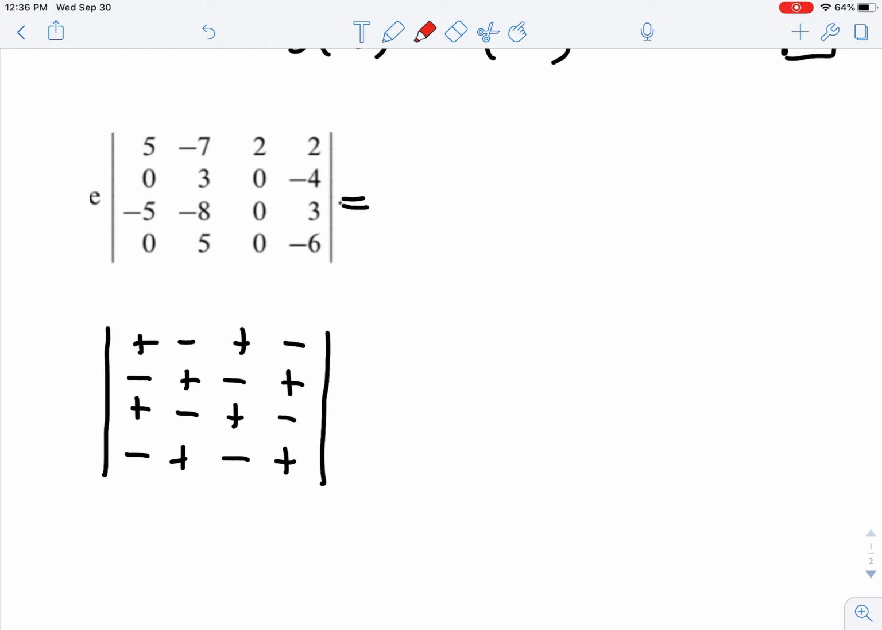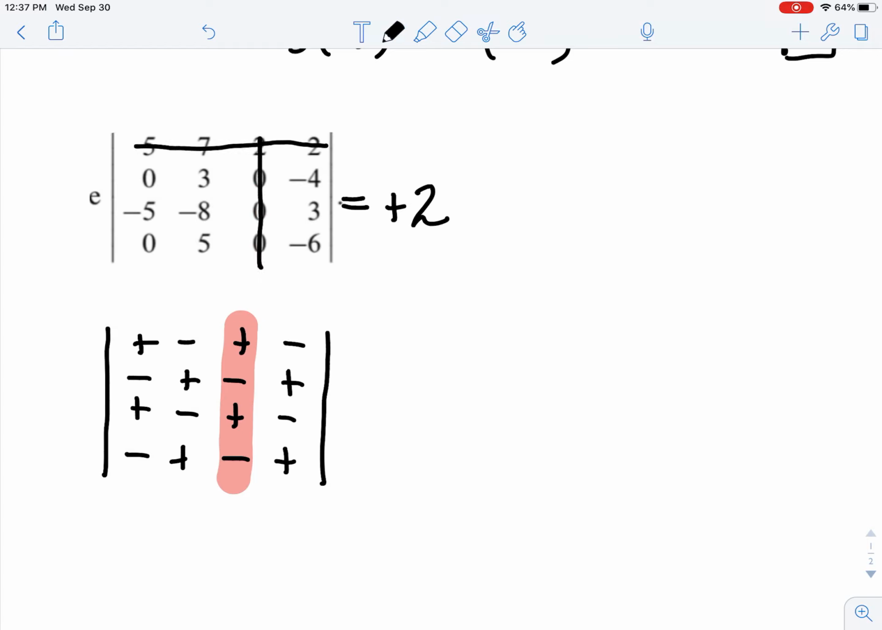This row would be decent, because I've got 2 zeros. That will make life easy. But this column will make life easiest, because I've got only 1 non-zero number. So let's use that. What the determinant is going to be, it's going to be 2. I'm going to look at my sign matrix here, and that's going to be plus 2. And now I need to multiply by the cofactor matrix.